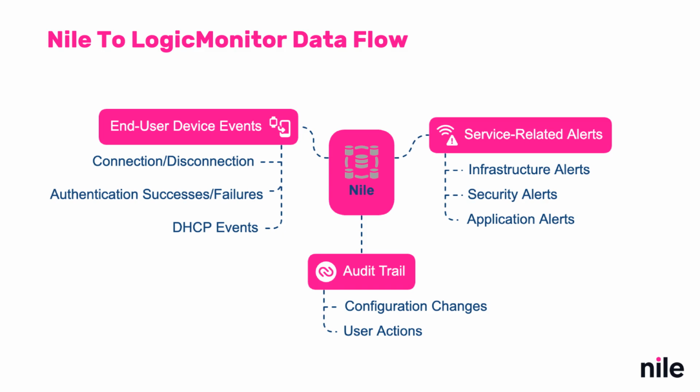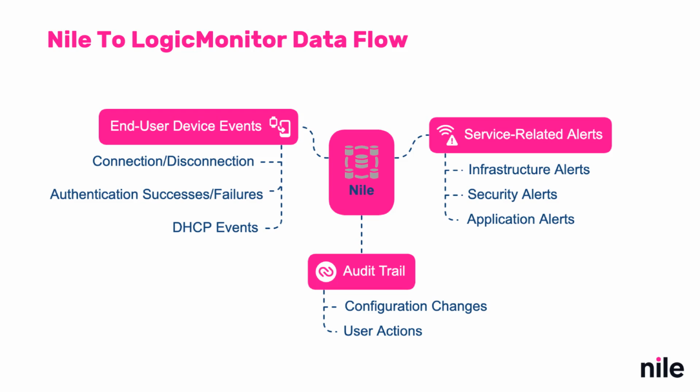Let's review the key types of data that Nile sends to Logic Monitor as part of the integration. First, Nile forwards end-user device events. This includes all device activities visible on the Nile portal, such as device connections and disconnections, authentication successes or failures, DHCP pass or fail events, and more. Second, Nile sends service-related alerts. These cover alerts related to services, infrastructure components like DHCP, Radius, DNS, as well as security and application monitoring alerts, including those related to the Nile infrastructure itself.